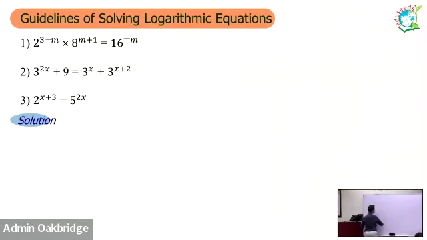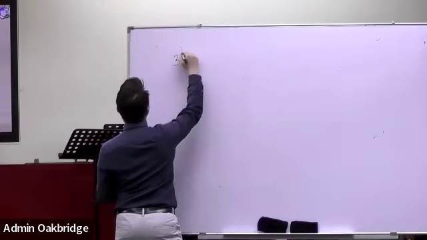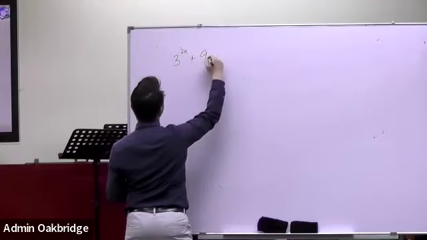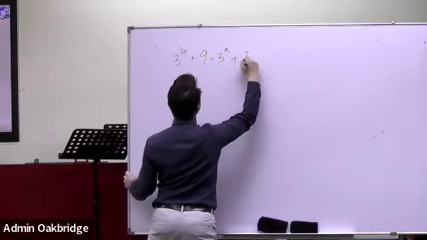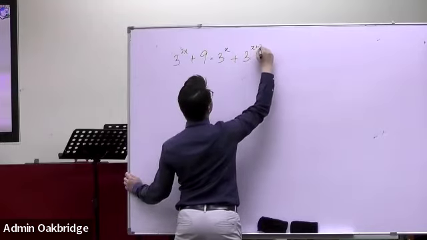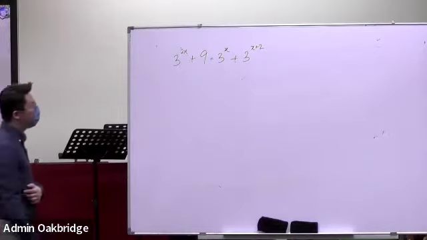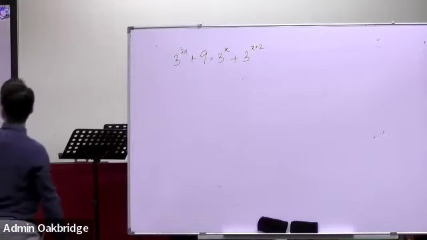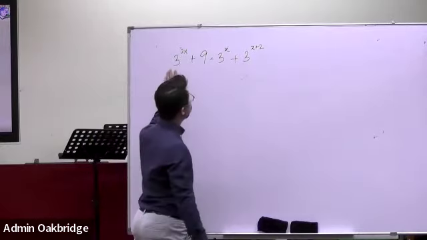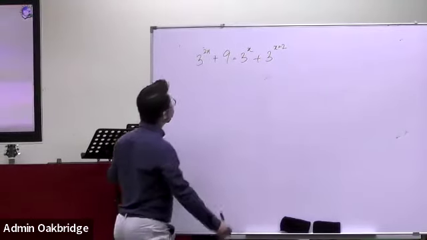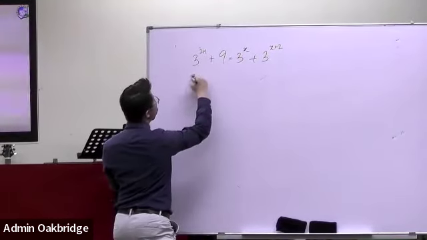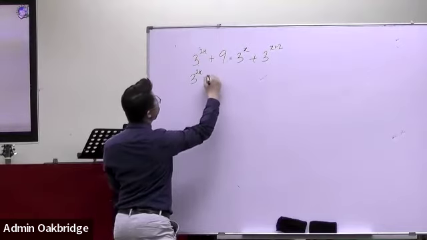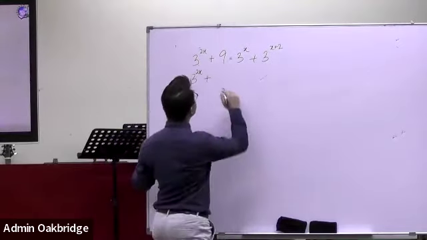We go to question 2. 3 to the power of 2x plus 9 equals to 3 to the power of x plus 3 to the power of x plus 2. All right, now you know already, our first step is to make sure that all the index forms have the same base. But the thing is, this is plus, it's addition, it's no longer multiplication.